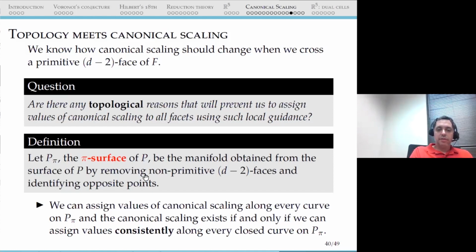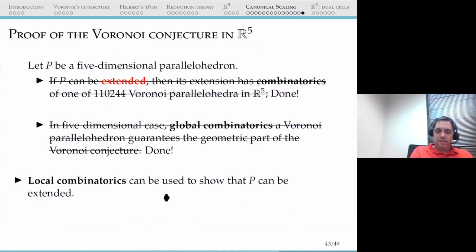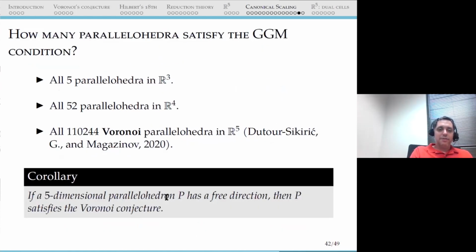And how can we do that? So we can construct the pi surface of the parallelohedron by removing all non-primitive faces of codimension 2 and identifying 2 points. And then for all these pi surfaces, we can check a certain topological condition. And well, let me scroll back once again. So in that case, we can check that additional topological condition for all 5-dimensional parallelohedra, right?